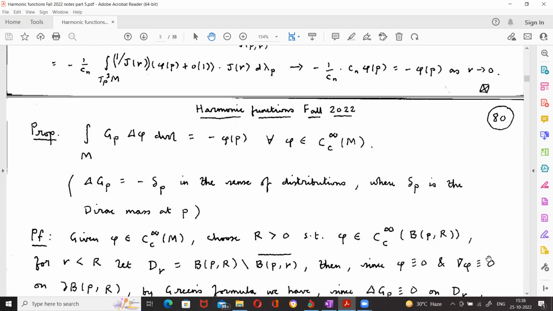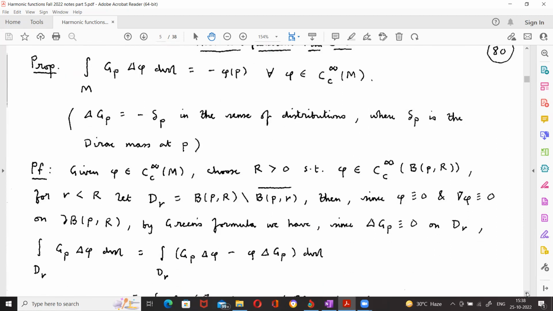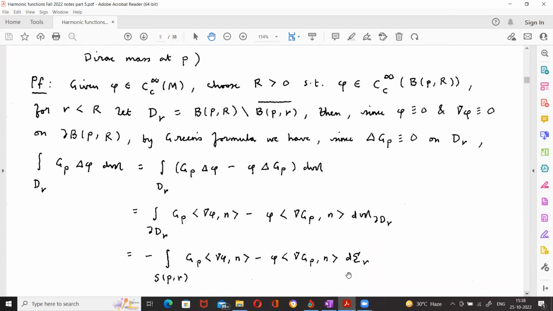Okay. So to prove this, we're going to use Green's formula. So what we do is, let me draw you a picture.